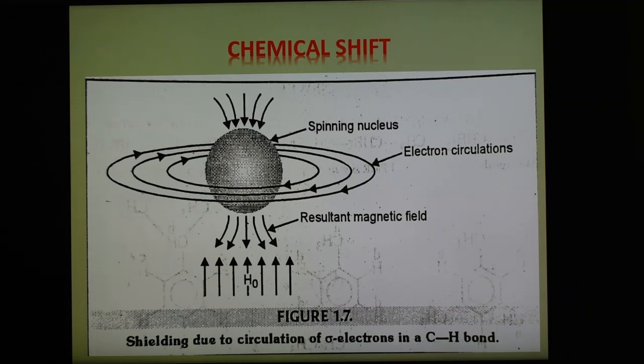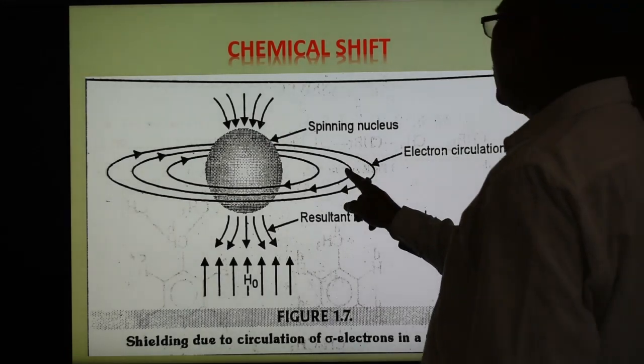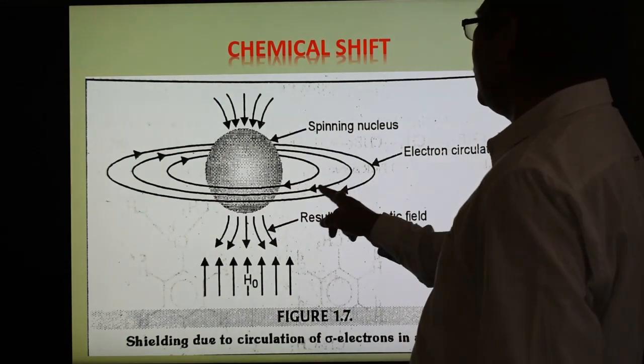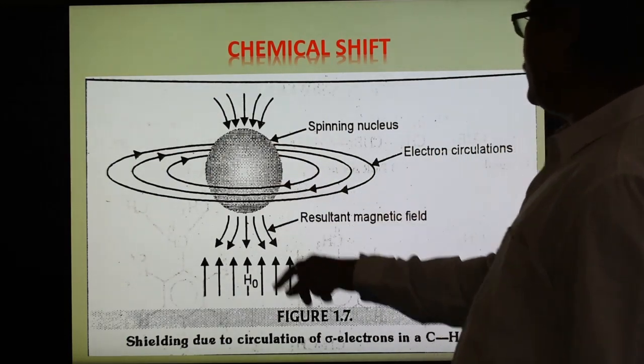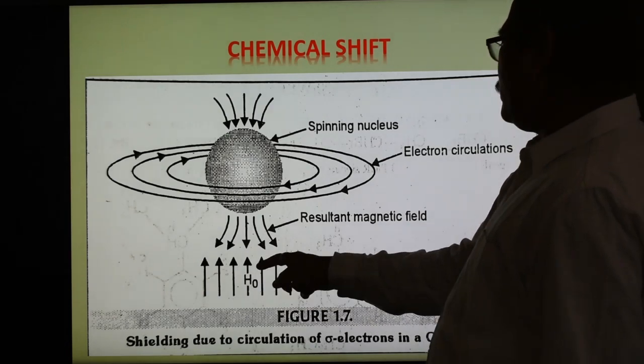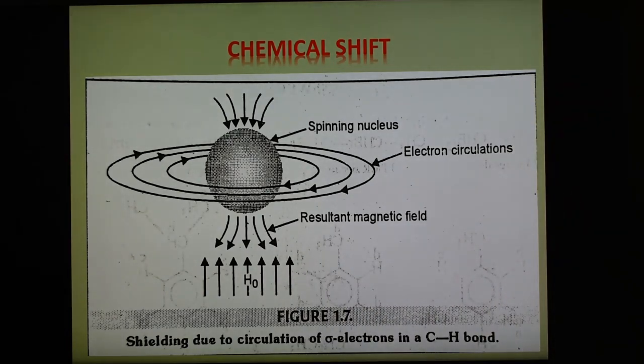It is shown here. This is the electron circulation shown in this direction, and this is the spinning nucleus, and H0 is the applied field, and this is the resultant magnetic field, which produces the induced magnetic field. This induced magnetic field opposes the applied field. So this is shown diagrammatically: the shielding due to circulation of sigma electrons in the CH bond.